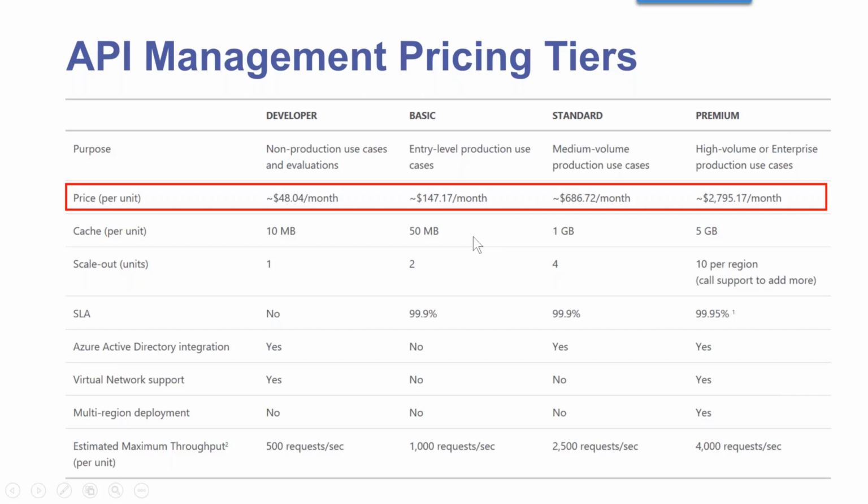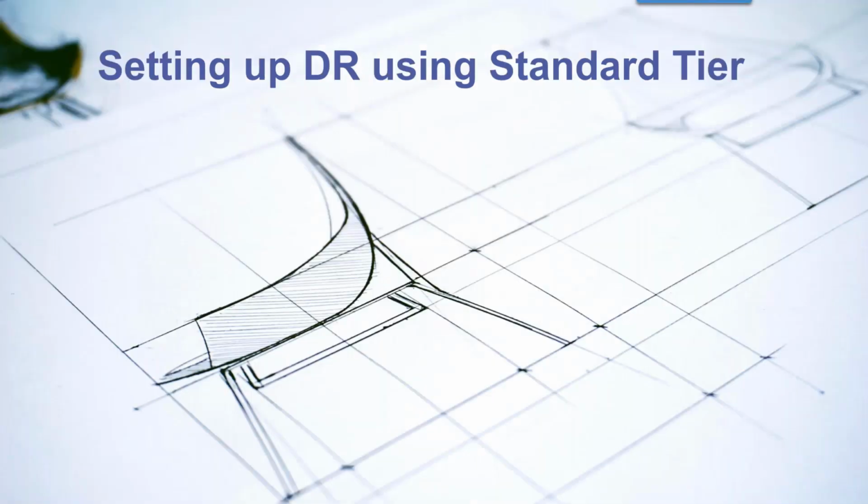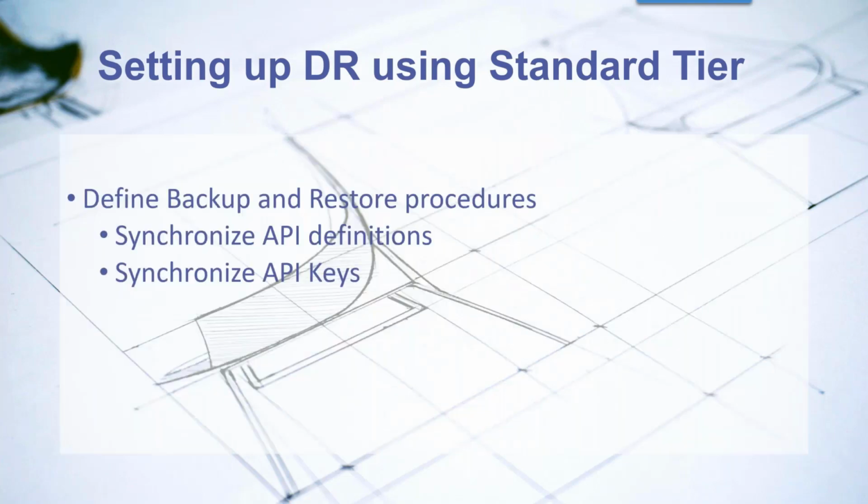So what we need to do to set up the DR using the Standard tier. The first bit is we need to define some kind of backup and restore procedures, because we want to make sure that we're synchronizing the API definitions and the API keys. Actually, we're synchronizing everything that we have between the API management instances. If you do that properly, that means that the client doesn't need to change keys, or do anything like that, when a failover occurs.